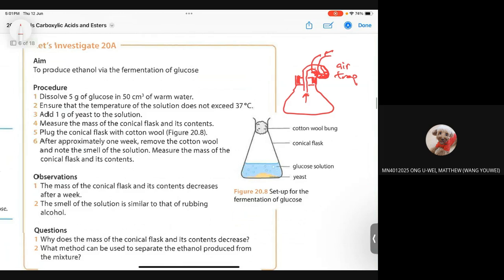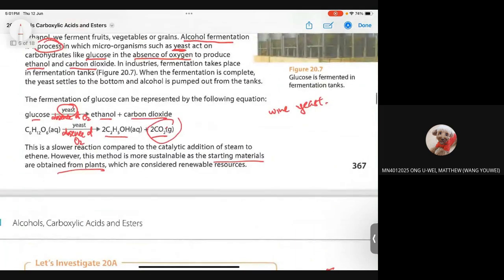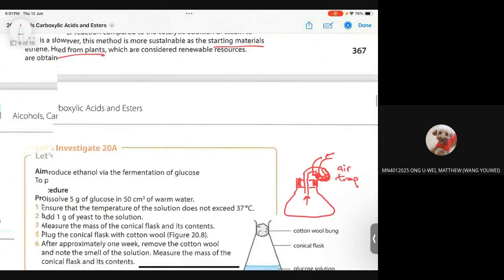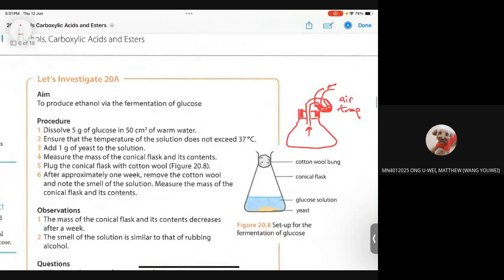Why? Because when you do fermentation, carbon dioxide gas is produced. If you don't let the gas escape and you just put a stopper, your whole container will explode. So it's important to make sure that you have the air trap where you allow the air to come out, but you don't allow the oxygen to go in.